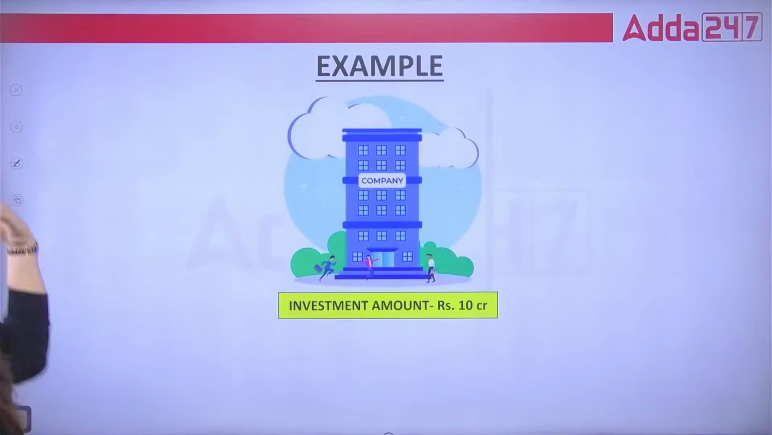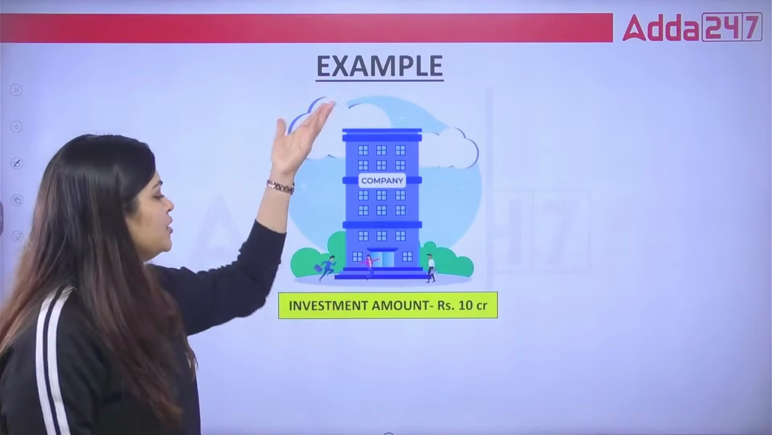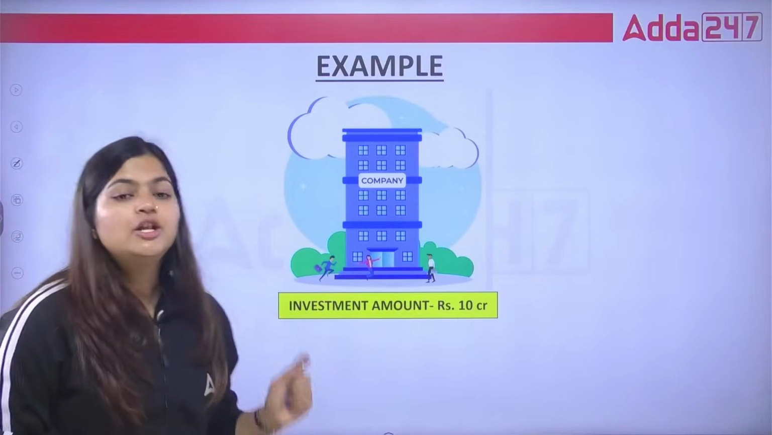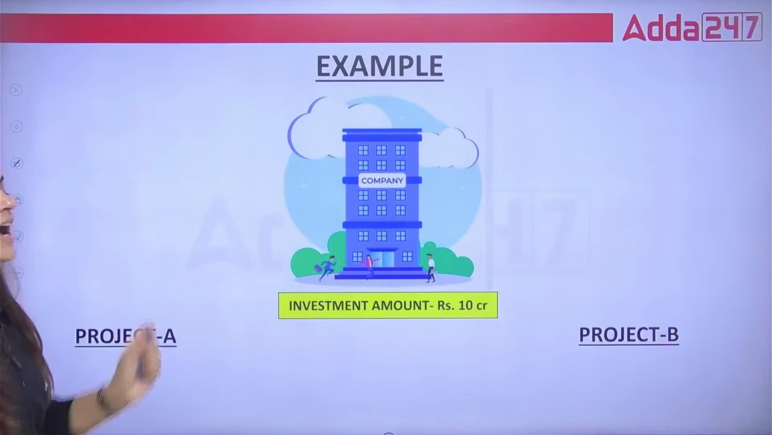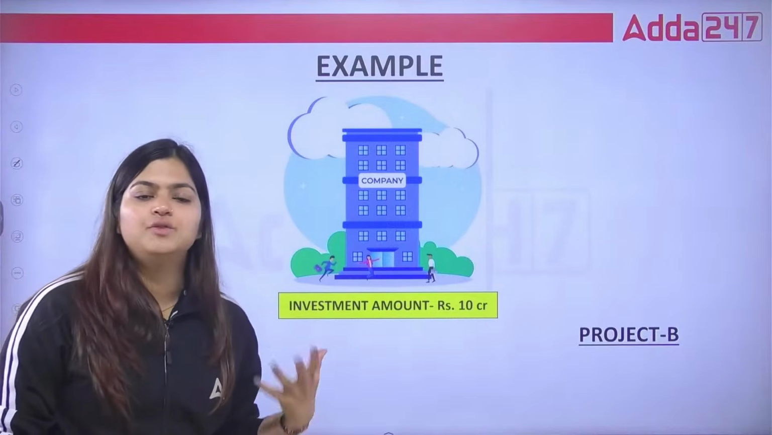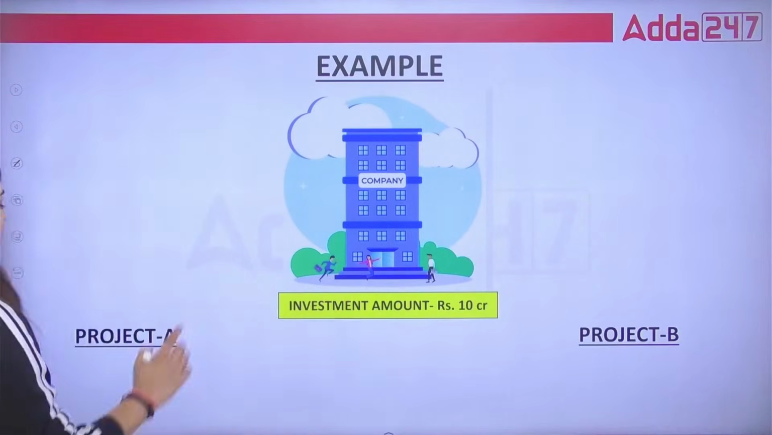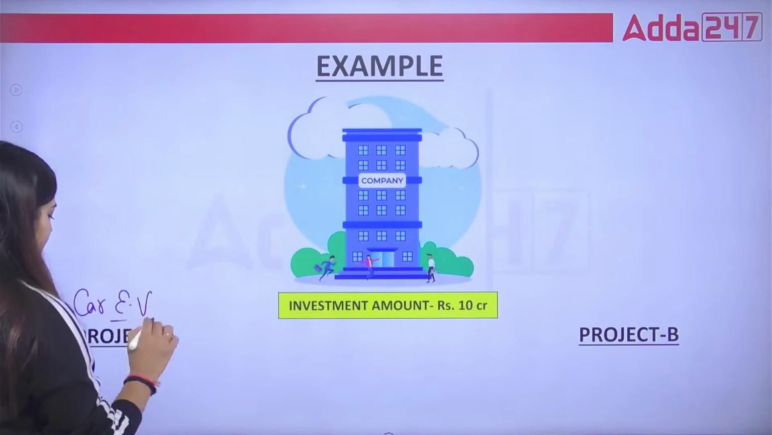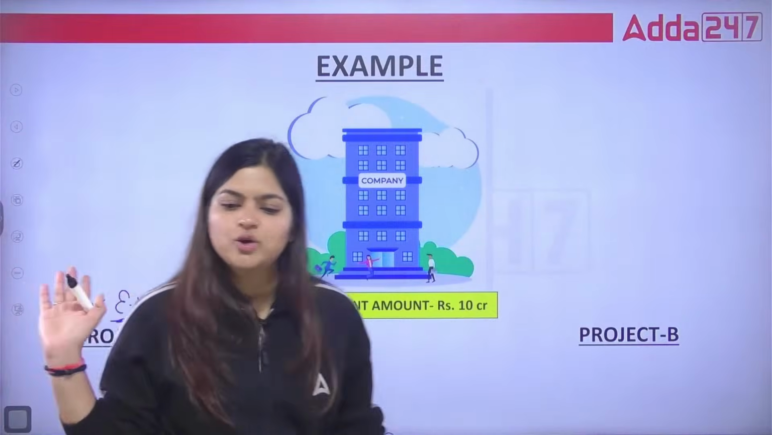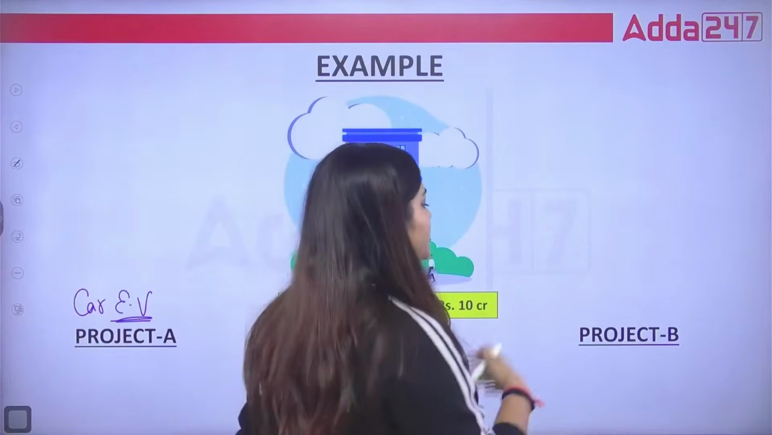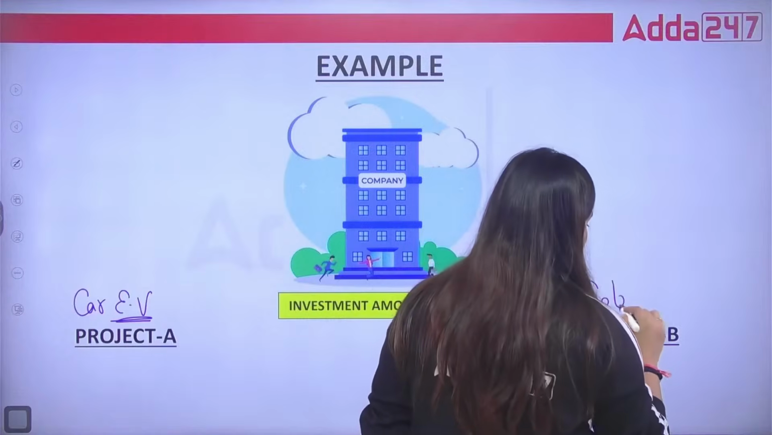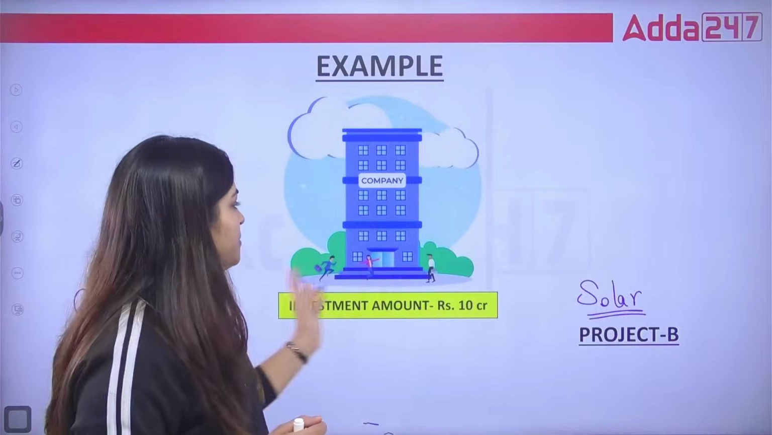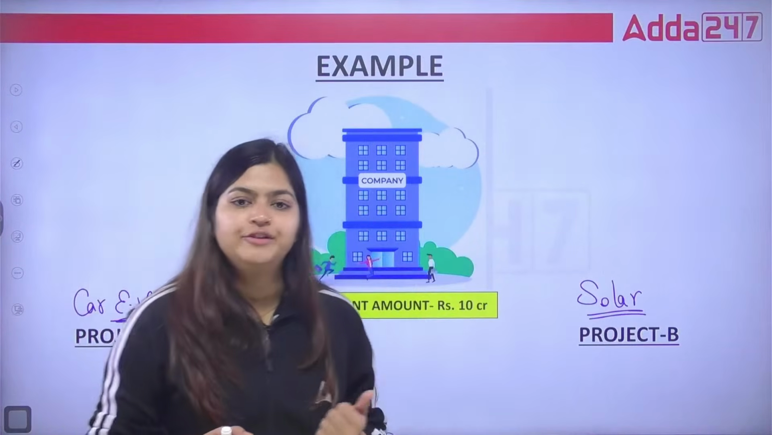Now let's talk about it from the business point of view. Suppose here is your company and the company wants to invest rupees 10 crores. Now what they will do, they will identify the projects. What are the projects? What are the options they have? Suppose in your first project, they want to manufacture car electronic vehicle. Yes, they can start this electronic vehicle manufacturing. Now in your second project, they evaluated that they can start solar panels. Okay, so these are the two options which this company identified.